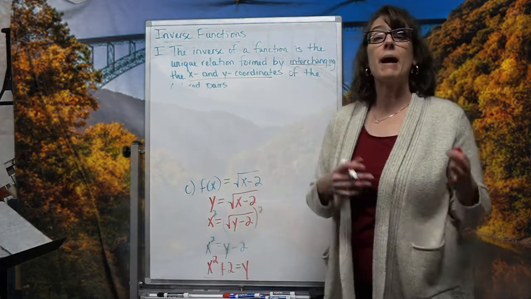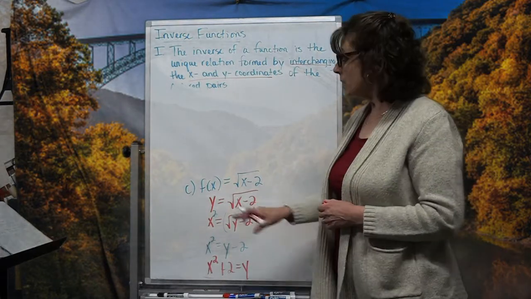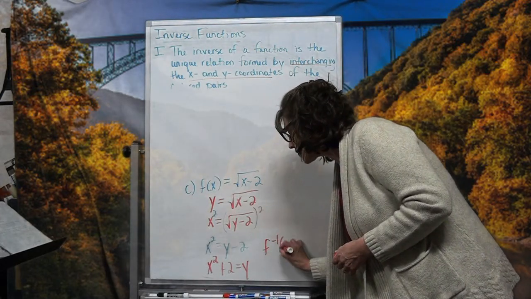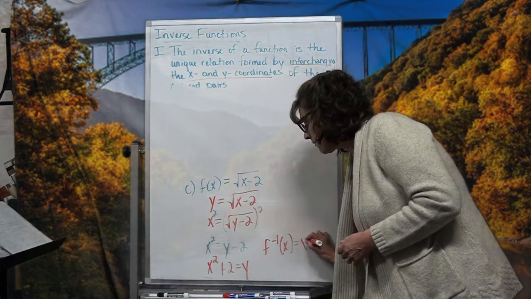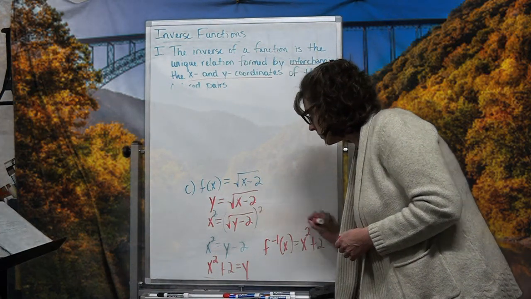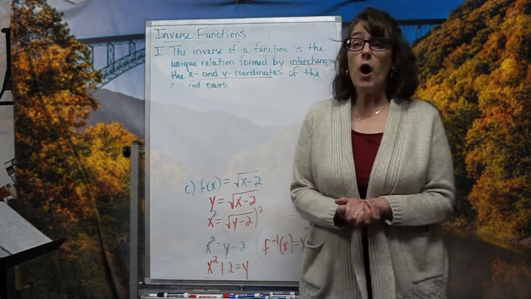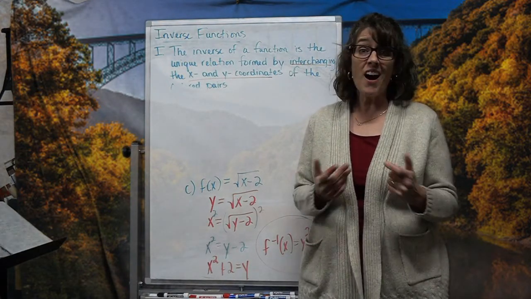And now I'm just going to put it back in function notation, but I'm not going to call it f of x because that was the original. I'm going to call it f inverse x, and f inverse is going to be x squared plus 2. There's my inverse. So, hopefully you're seeing that creating an inverse is not that hard, honestly.